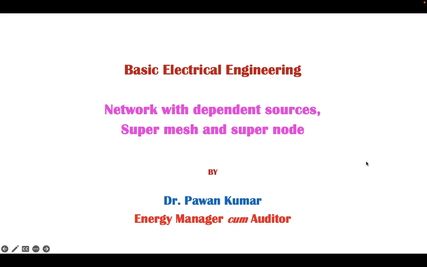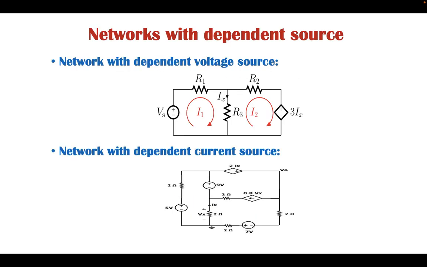In this class, we are going to discuss the concept of dependent source, supermesh, and supernode. Now, considering a network, the first network where we have an independent source Vs and a dependent source 3Ix. Though it is plus and minus, this is a dependent voltage source, and it depends upon the magnitude of current, so this is a current dependent voltage source.